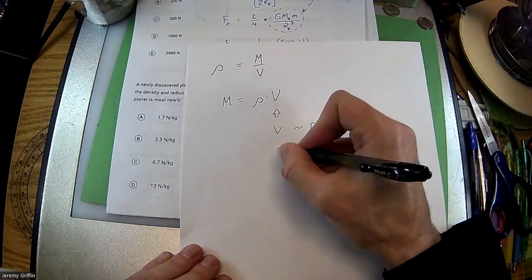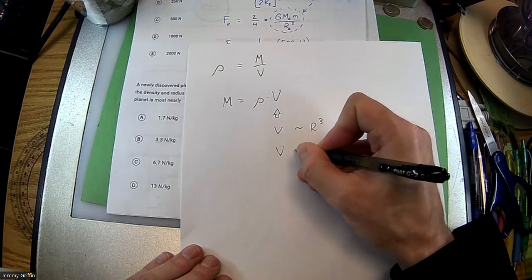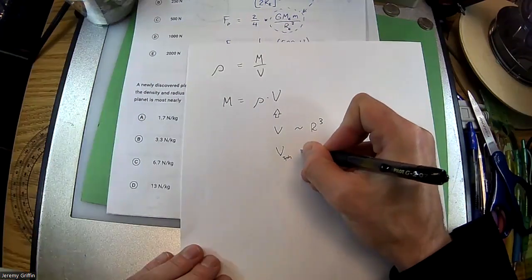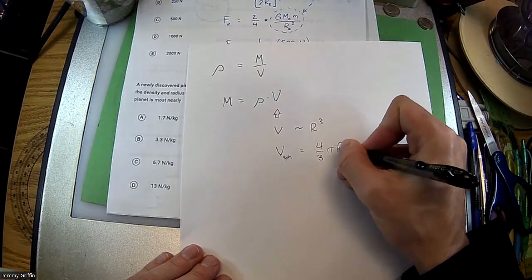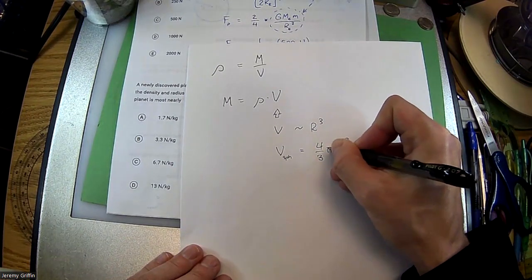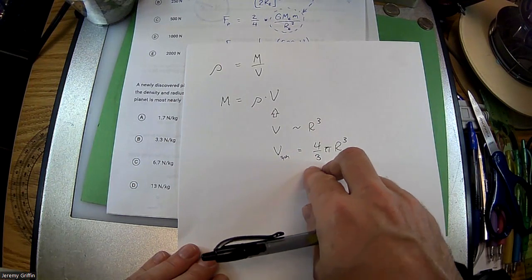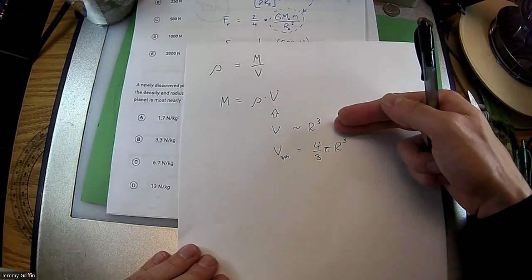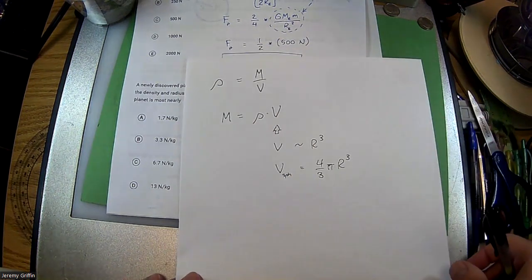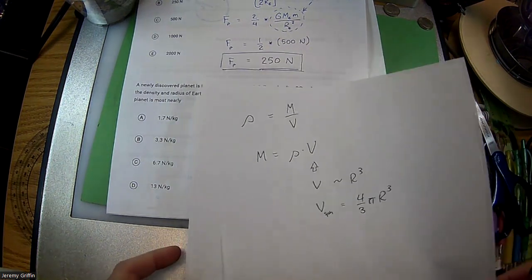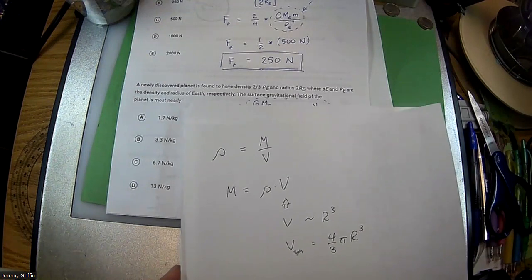Now, if you want to go a bit deeper, you could say volume of a sphere. This planet is probably pretty close to a sphere, so call it 4/3 pi r cubed. But again, just like for the ones we've been doing all along, if you didn't know the 4/3 pi for a sphere, that's okay. You can still get the correct answer just from this proportional relationship. Okay, you guys good? All right, let's check out the solution.